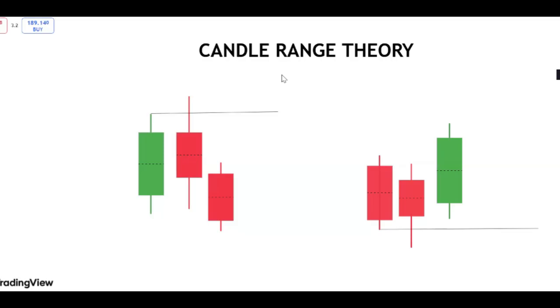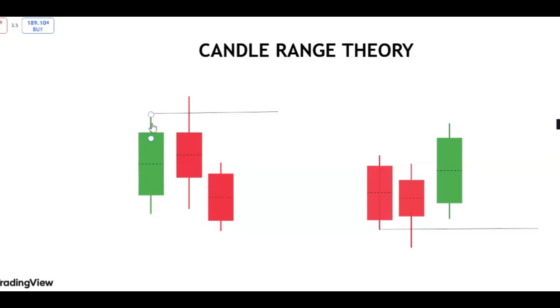So this pattern, as you've seen here, comprises three candlesticks. And the first thing to consider in candle range theory is price manipulation, right? Manipulation of price. By the way, this is usually a reversal pattern or a continuation pattern, right? When price is trying to reverse or change direction, or where price has retraced and wants to continue in the same direction, right? So you can trade price reversal and price continuation using candle range theory. Now let's get into the detail.